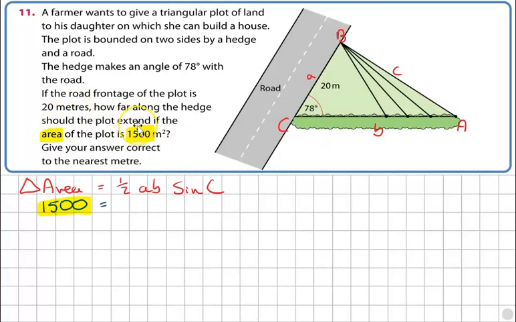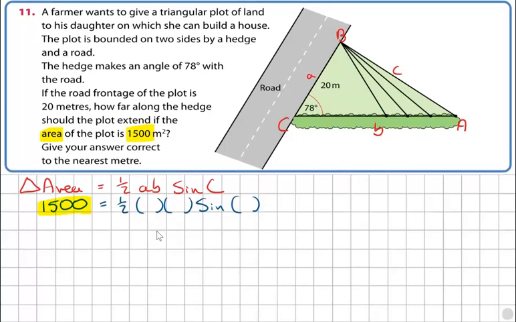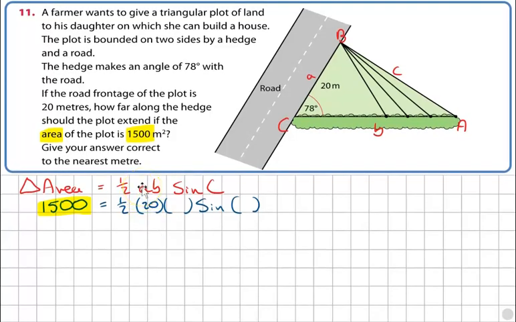So we know that the area is 1500 meters squared, so I'm going to replace area with 1500. I'm going to replace all of the letters in my formula with brackets. Then I'll sub into the brackets, lowercase a will become 20. And I'm going to label the lowercase b here as x, or you could leave it as b if you want and solve for b. So I'm going to put x into my brackets, and then sine C becomes sine 78.